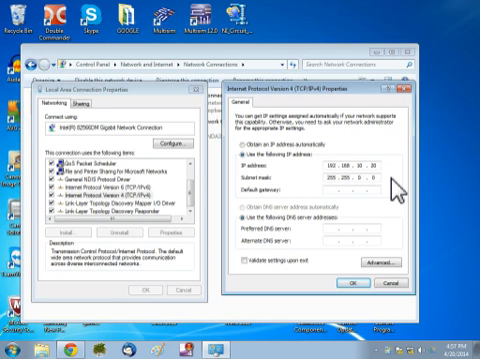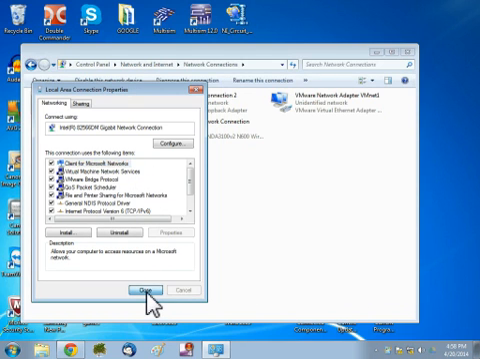And the reason is that the router decides on who gets what IP address. So what we want to actually invoke is this function here of obtaining the IP address automatically. And you notice as soon as we select that, all the IP address frames go away, so we can't actually configure what the IP addresses are going to be used. That is done by the router. So we're going to go ahead and say OK, and then close.